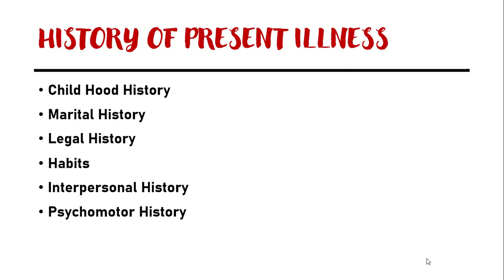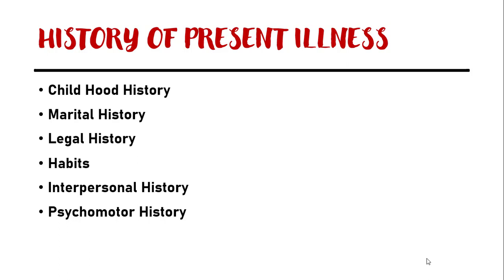And the last one is psychomotor history. Psychomotor history means what the emotional state of the patient is, whether the patient has control over their mood or shows any kind of overwhelming emotion, and that kind of information you have to write under psychomotor history. So these histories are also very important, like childhood history, marital history, legal history, habits, interpersonal history, and psychomotor history. So this many headings you have to write under history of present illness. That's the first section of your care plan.